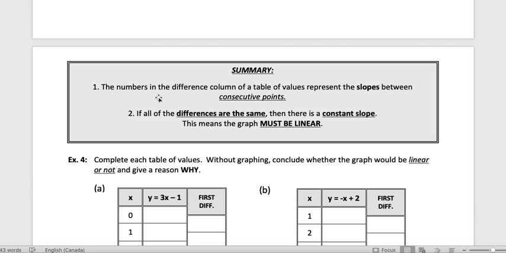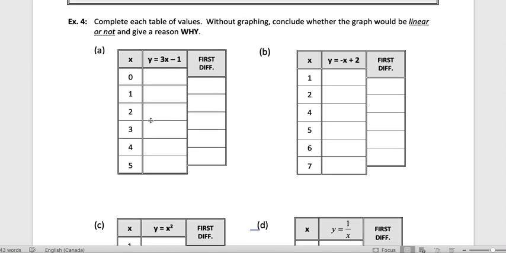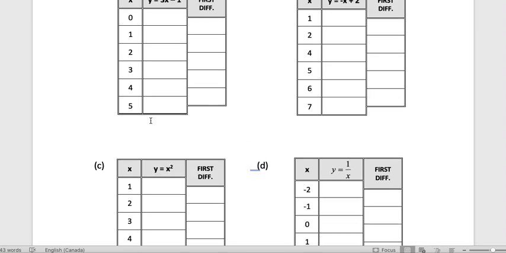So the summary: the numbers in the difference column of the table of values represent the slope between consecutive points. If all of the differences are the same, there is a constant slope. This means the graph must be linear. So we'll do a couple examples here.